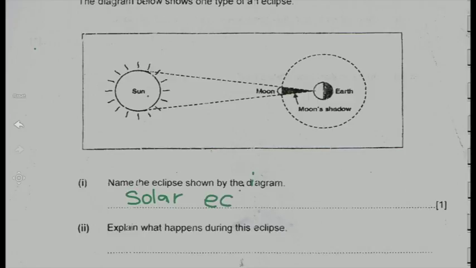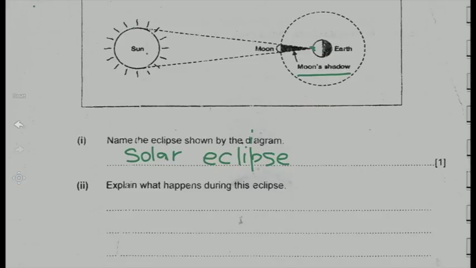Why do we say it is the solar eclipse? We say it is the solar eclipse because the people on the earth will not see the sun because the sun's rays are being what? Are being blocked by the moon. Or the moon casts its shadow, as it is mentioned here, that the moon's shadow is cast to the what? To the earth. So the people on the earth are affected here. Okay. The next question.